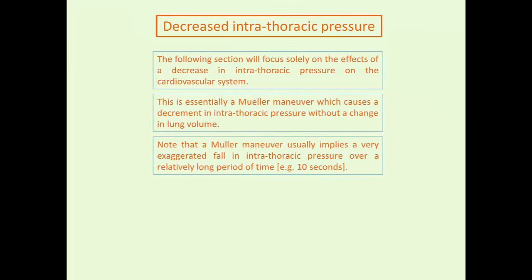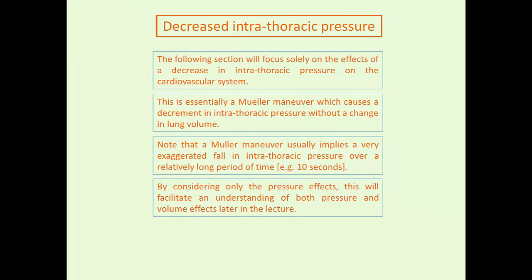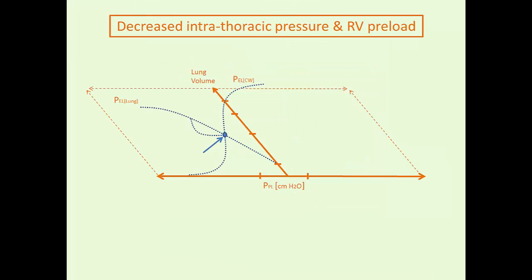So I've talked about what the Mueller maneuver is, and that it usually implies a very exaggerated fall in intrathoracic pressure, but by considering only the pressure effects without a change in lung volume, so there's no change in transpulmonary pressure with a Mueller maneuver, so the lung volume does not increase, it'll facilitate more of an understanding of pressure and volume effects later in the chapter, if we can sort of dissect the two out from each other. So again, this is the Campbell analysis lying into the page. This is my way of illustrating this.